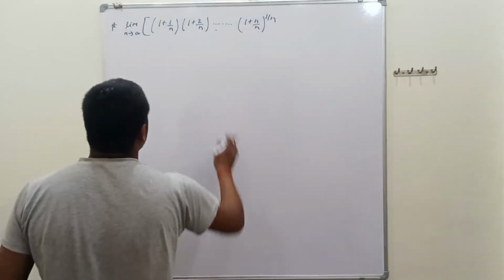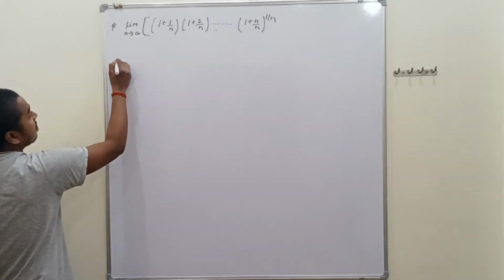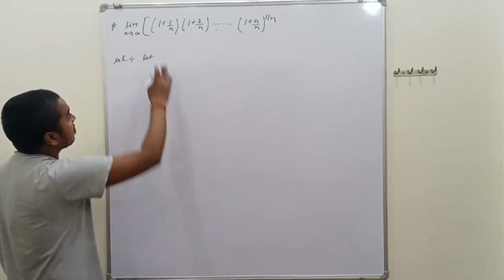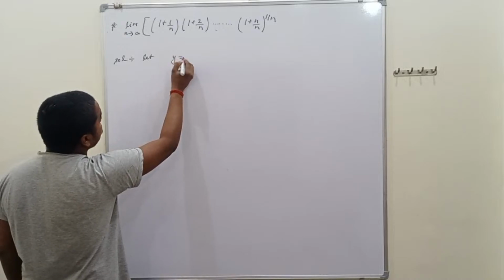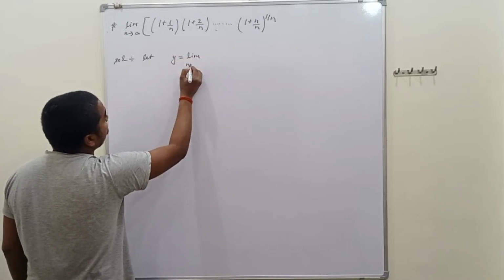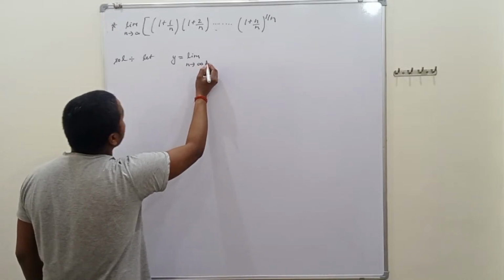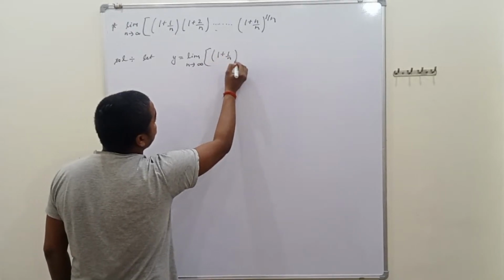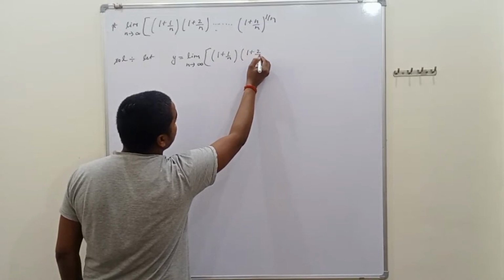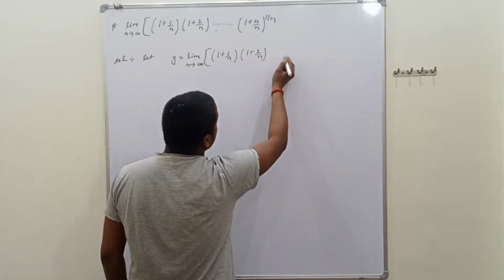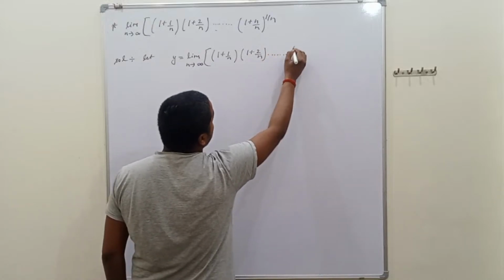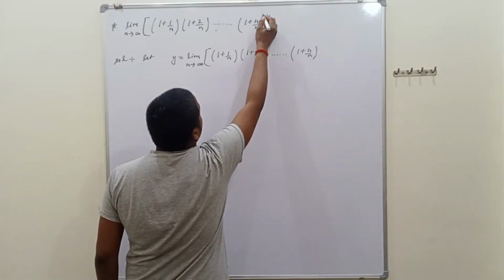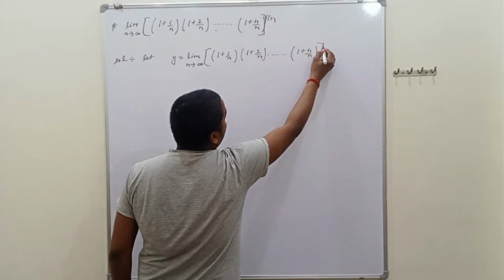Solving the given problem, we let the given series be y, that is y is equal to limit n tends to infinity of (1 plus 1 by n) and (1 plus 2 by n), and similarly (1 plus 3 by n), that is dot, up to (1 plus n by n), whole power 1 by n.